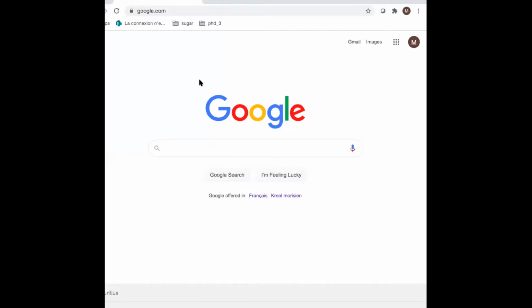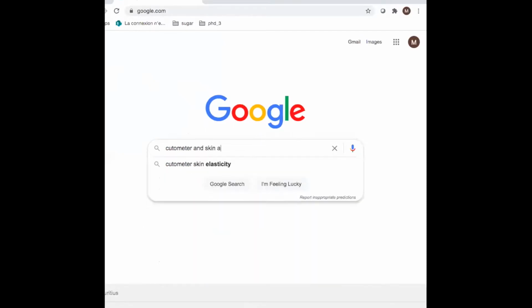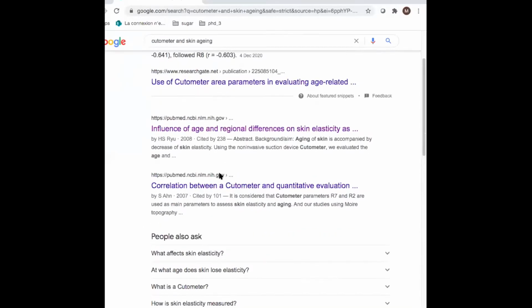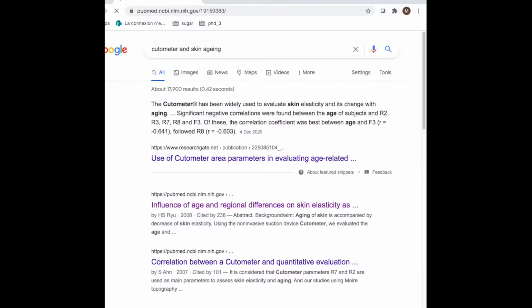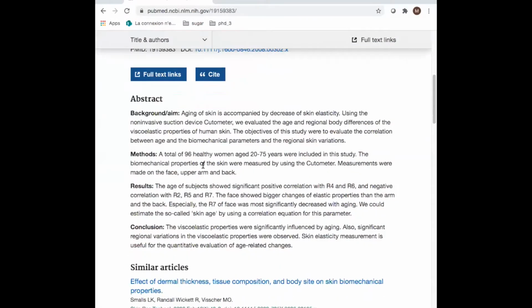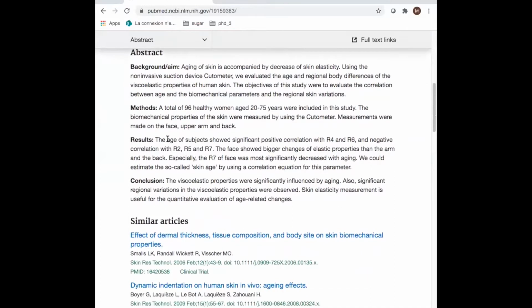Because I don't know anything about cutometer and skin aging, the thing that I'm going to do is make a quick search, cutometer and skin aging, and see what it gives me. So I get so many articles here, and I'm going to choose the very first one and see what it says. And interestingly, if you read the article, you will see that age was positively correlated with R4 and R6. That's interesting. And then negatively correlated with R2 and R5.